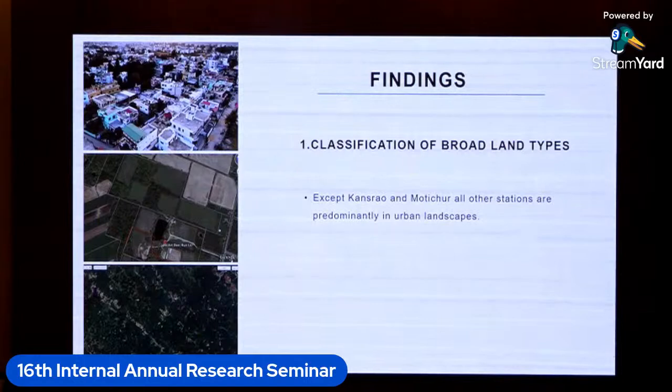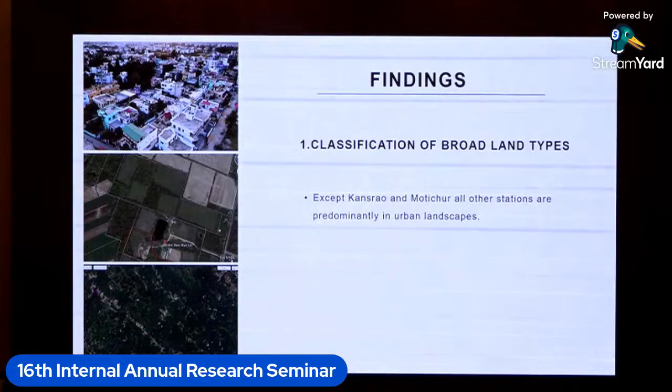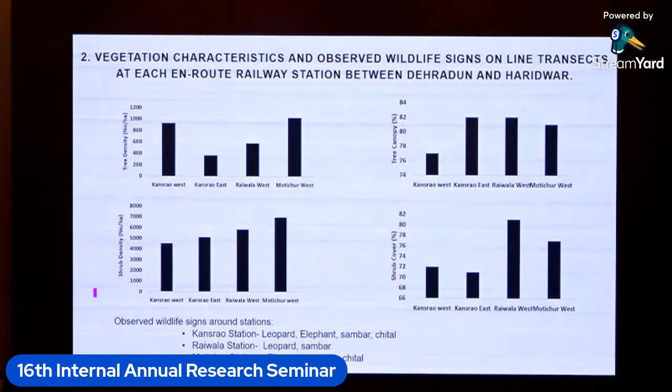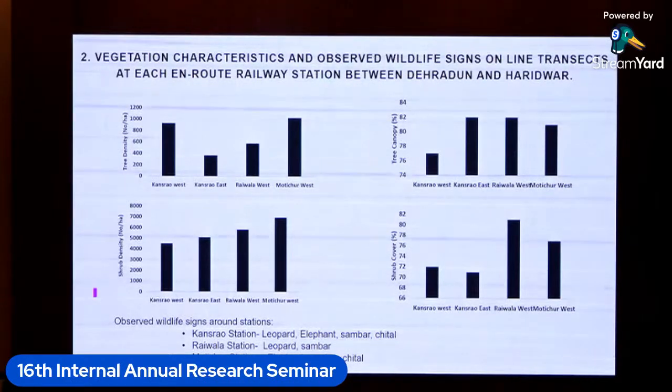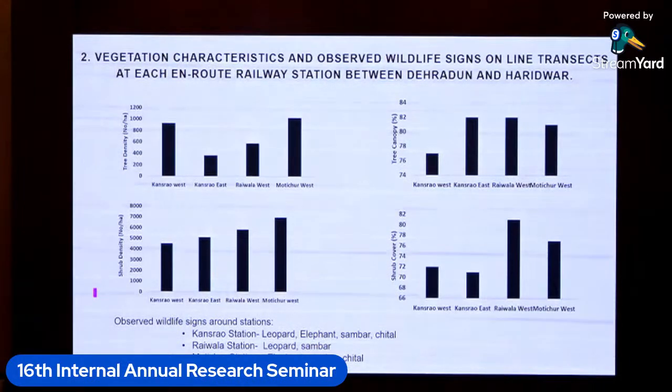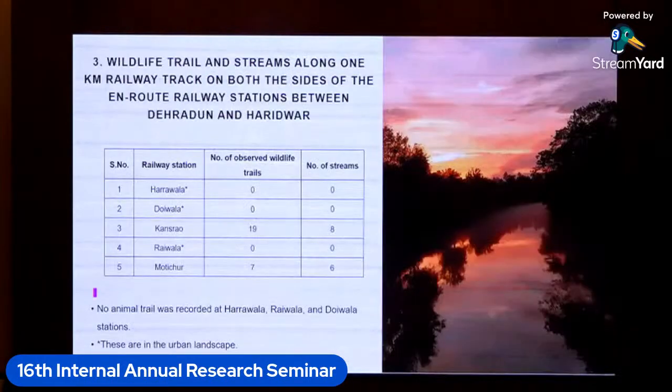From land type classification, we could find that except Motichur, all the other stations are predominantly in urban landscape. Vegetation characteristics show that Motichur West has the highest tree density and Ralwala West has the highest tree canopy cover. When it comes to shrubs, Motichur West has the highest shrub density and Ralwala West has the highest shrub cover. And we could find various signs of leopard, elephant, and cheetah within the 1 kilometer stretch on both sides of the railway station.